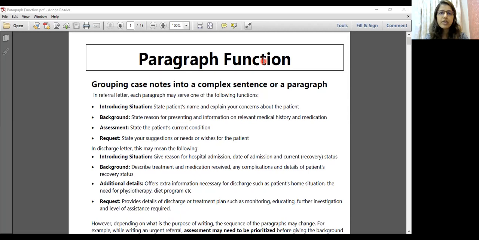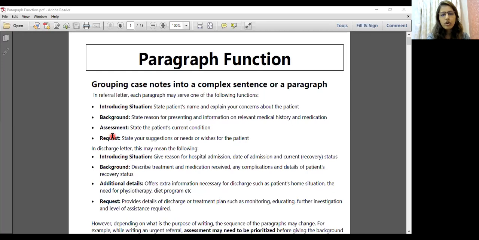Organizing information, when you're organizing, you'll have to think which paragraph will serve what function. And when you are converting or transforming those notes and when you're actually writing a paragraph, you'll have to make sure that whatever you have planned, you were able to implement that when transforming the notes. So let us look at some of the common paragraph functions or some of the common types of paragraphs that we use while writing referral letters.